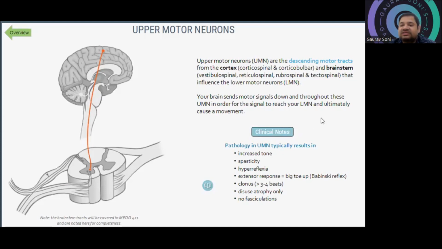So if some pathology occurs, what will happen? There will be increased tone, spasticity, hyperreflexia, extensor response like big toe up, that is the Babinski reflex, clonus, disuse atrophy, no fasciculations. So remember these symptoms. If these types of symptoms are present in your patient, then basically it can be a case of upper motor neuron disease.